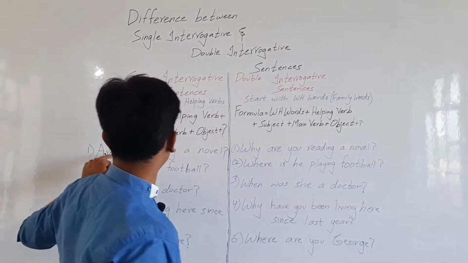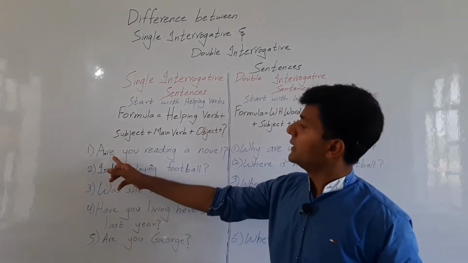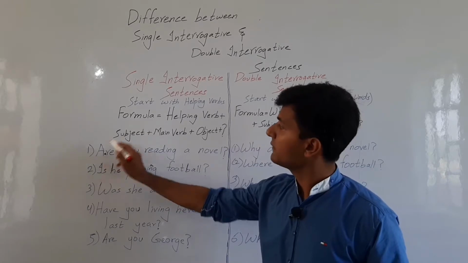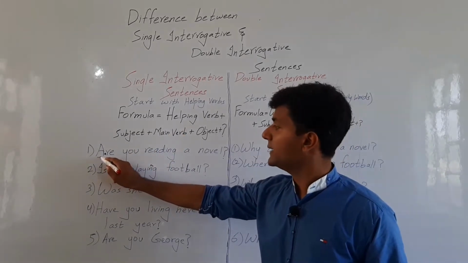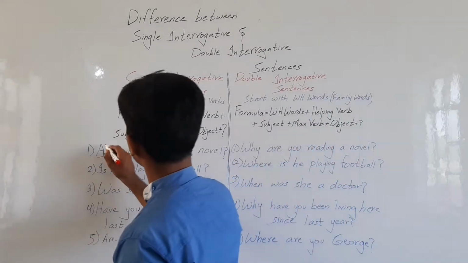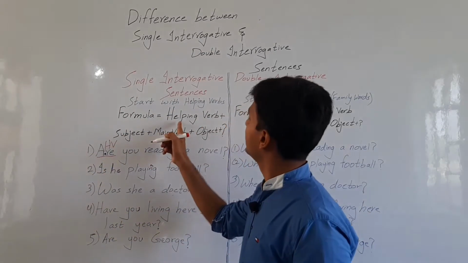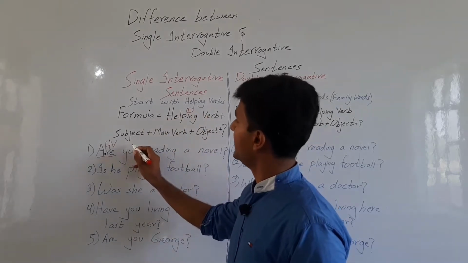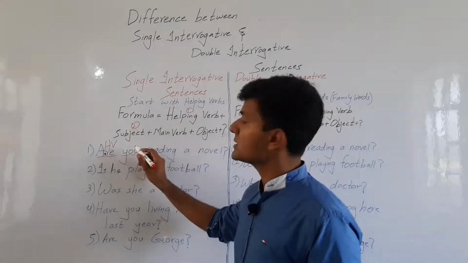Now we have to match it with this formula. Are you reading a novel? How can we match this with its formula? This "are" is a helping verb. So it is the helping verb, and the helping verb is at number 1. Then at number 2 is the subject. So this is the subject.